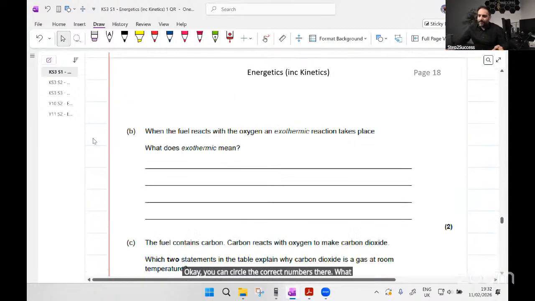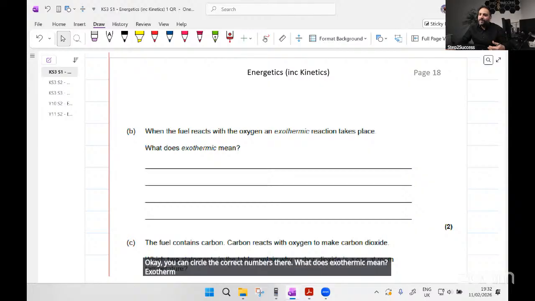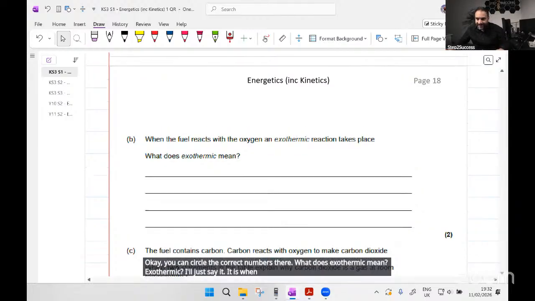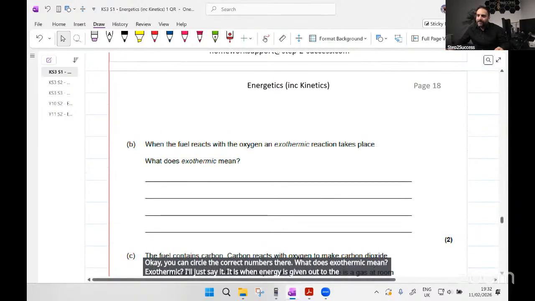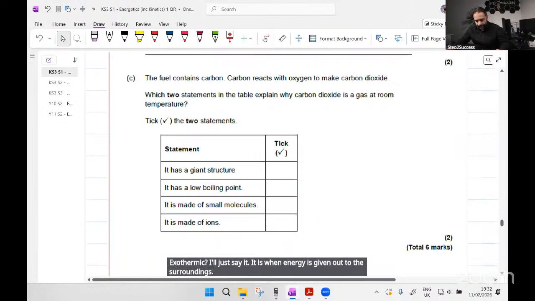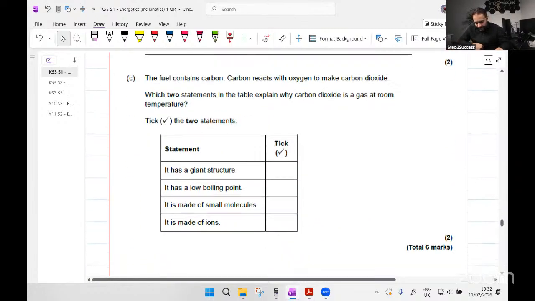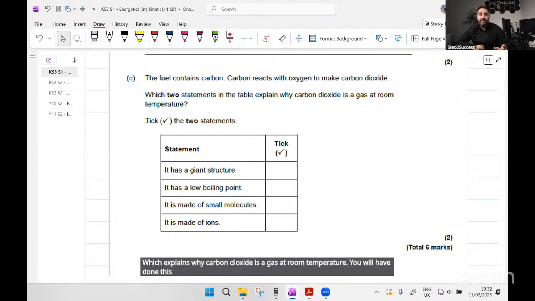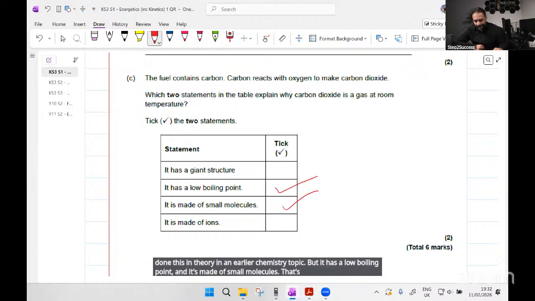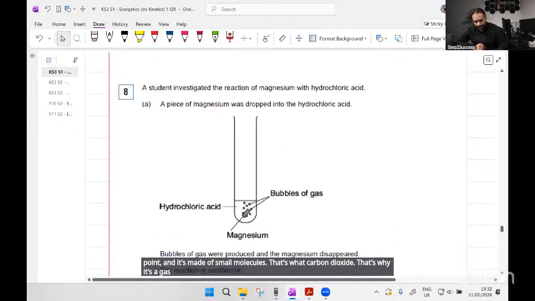What does exothermic mean? Exothermic, I'll just say it. It is when energy is given out to the surroundings. Which explains why carbon dioxide is a gas at room temperature. You will have done this in theory in an earlier chemistry topic. But it has a low boiling point and it's made of small molecules. That's why carbon dioxide is a gas at room temperature.